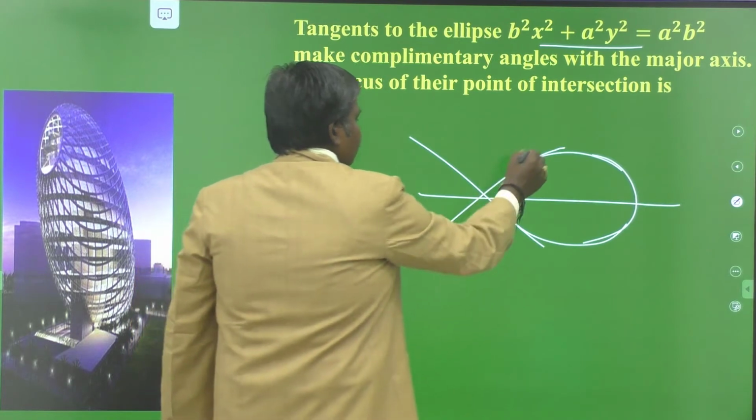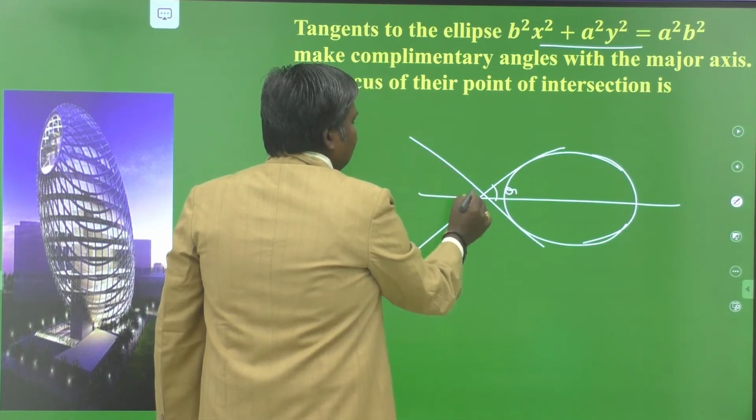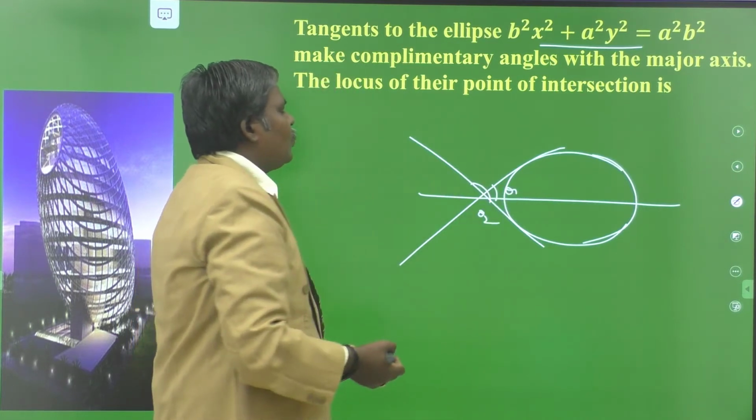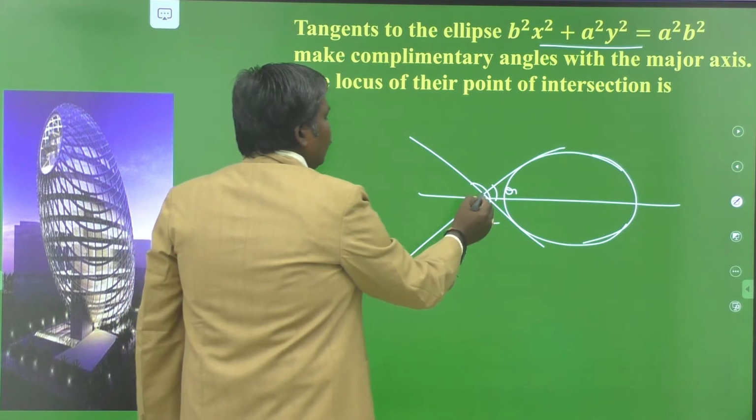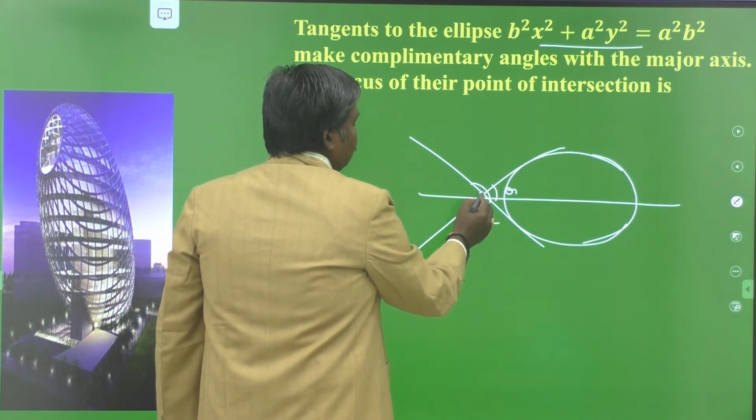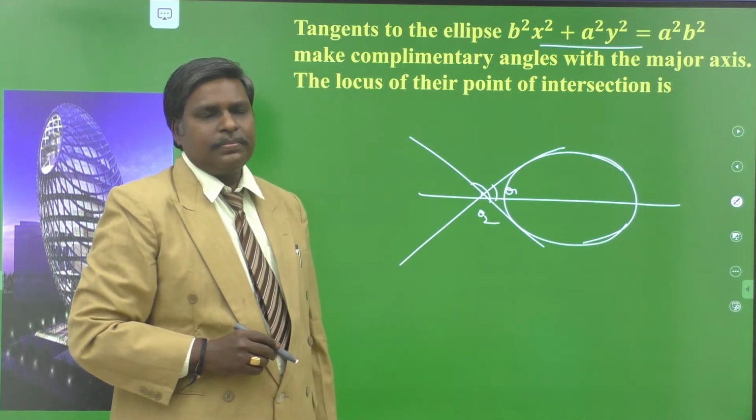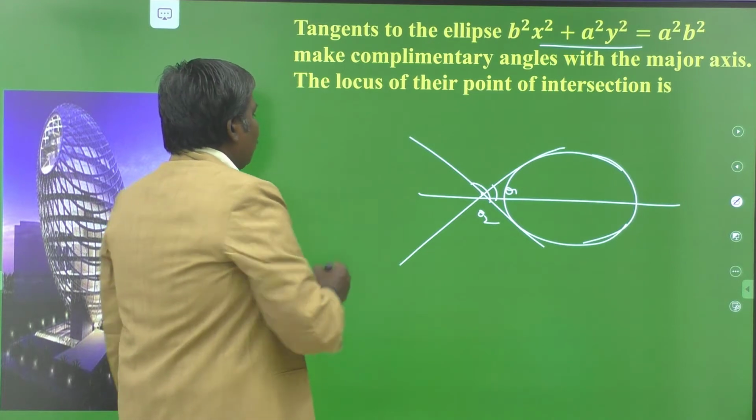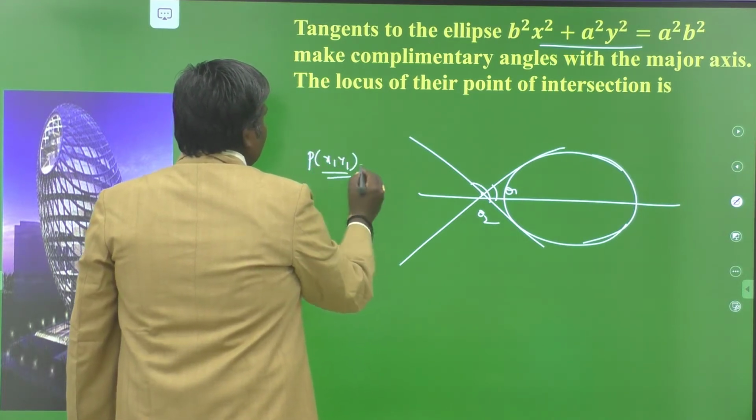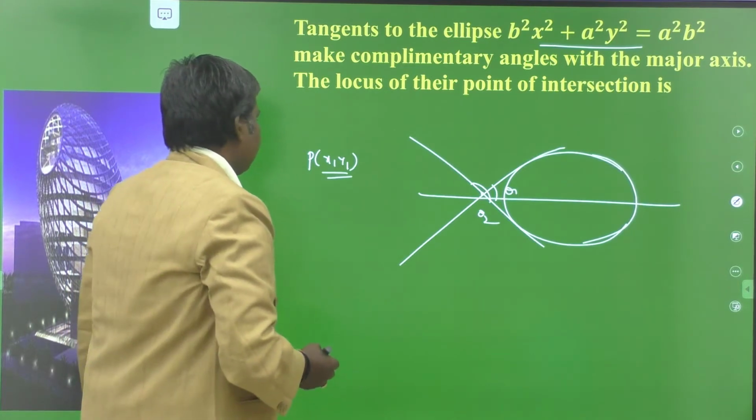This tangent makes angle theta 1. This is another tangent that makes angle theta 2, and these two are complementary angles. Then you have to find the locus of this point of intersection. Understand? Suppose P(x1, y1) is the point of intersection of tangents. They are making complementary angles with the axis.